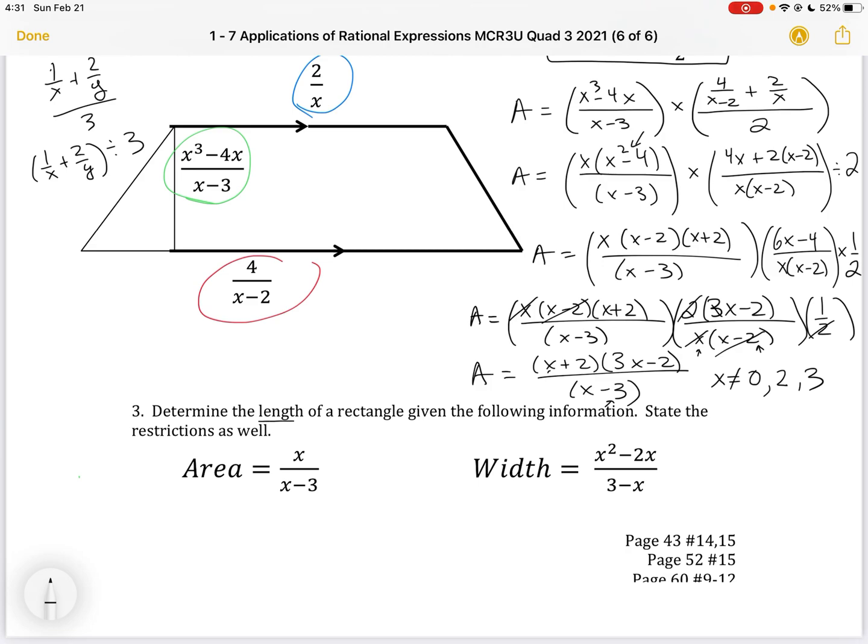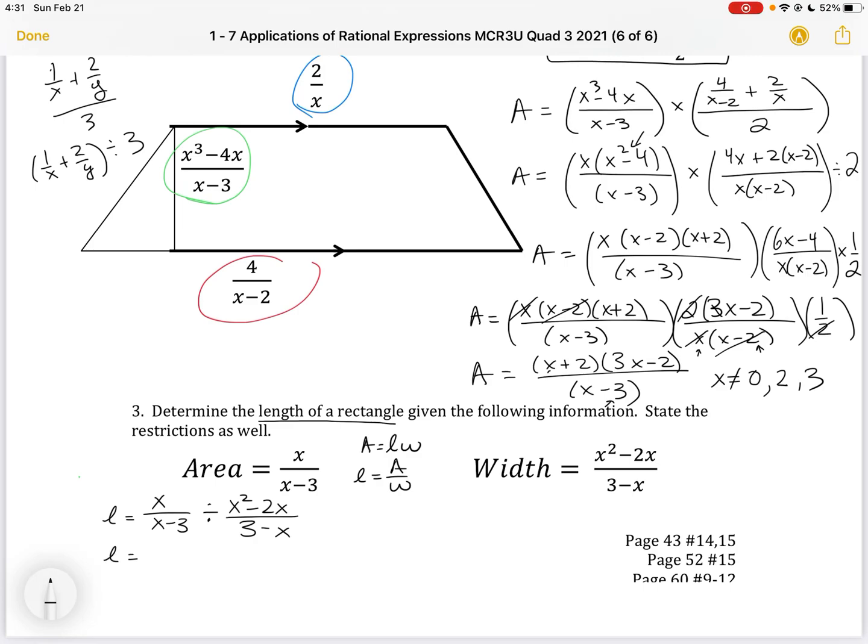Here, I'm asking you to determine the length of a rectangle given the following information. And we're going to state the restrictions as well. So here, I know that the area of the rectangle is going to be length times width. And I know that I'm looking for the length. So that means that I'm going to take my area divided by the width. So let's go ahead and plug that in here. I've got x over x minus 3 divided by x squared minus 2x over 3 minus x.